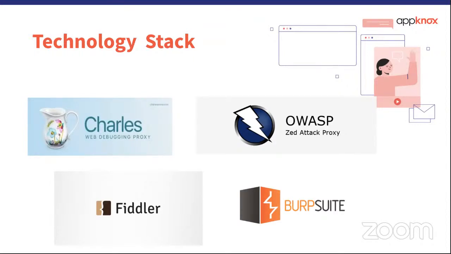Well, thank you so much, Harshit. To perform an API security assessment, you basically need a proxy. You need to figure out what APIs an application is calling. So there are a few proxies which we are using.